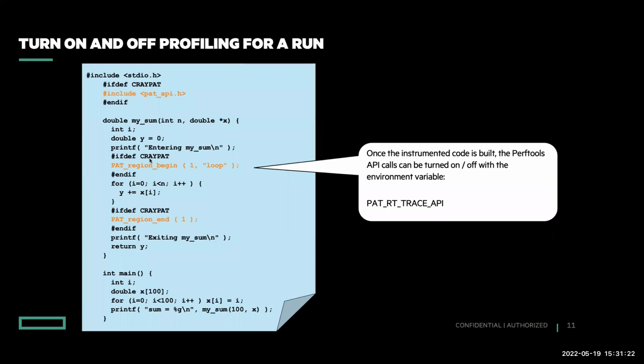So with this, what you'll end up looking at in your report is these region names. For this one, the region is called just loop, and you'll see that region show up, and you'll get all the normal things that you have seen in the report so far. If you're doing sampling, you'll see samples within that region, or if you're doing tracing, you'll see function calls within that region.